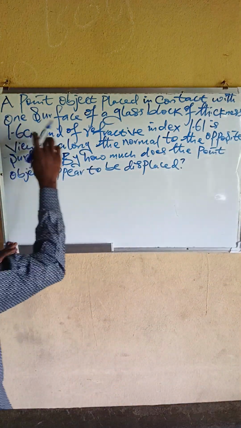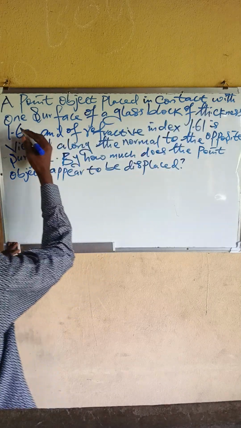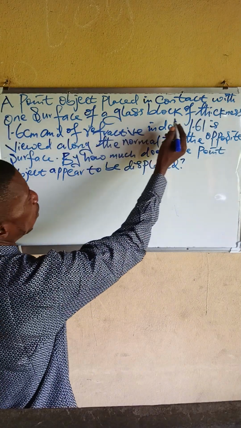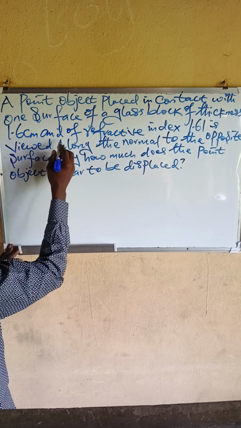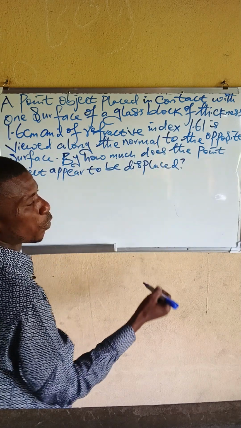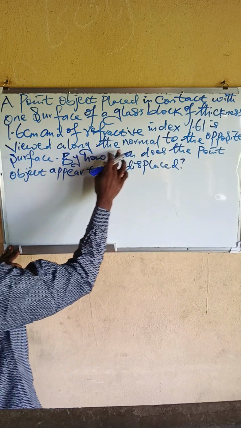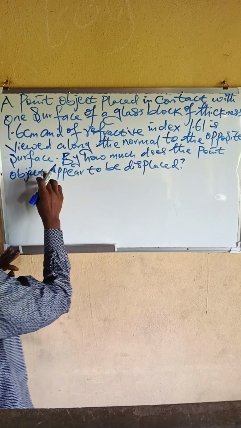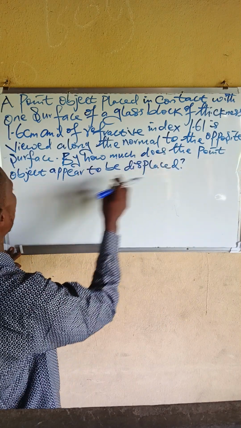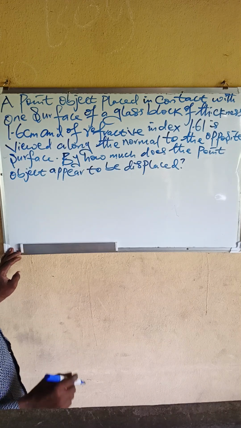Okay. A point source is placed in contact with one surface of a glass block of thickness this and of refractive index 1.6, and is viewed along the normal to the opposite surface. By how much does the point object appear to be displaced?